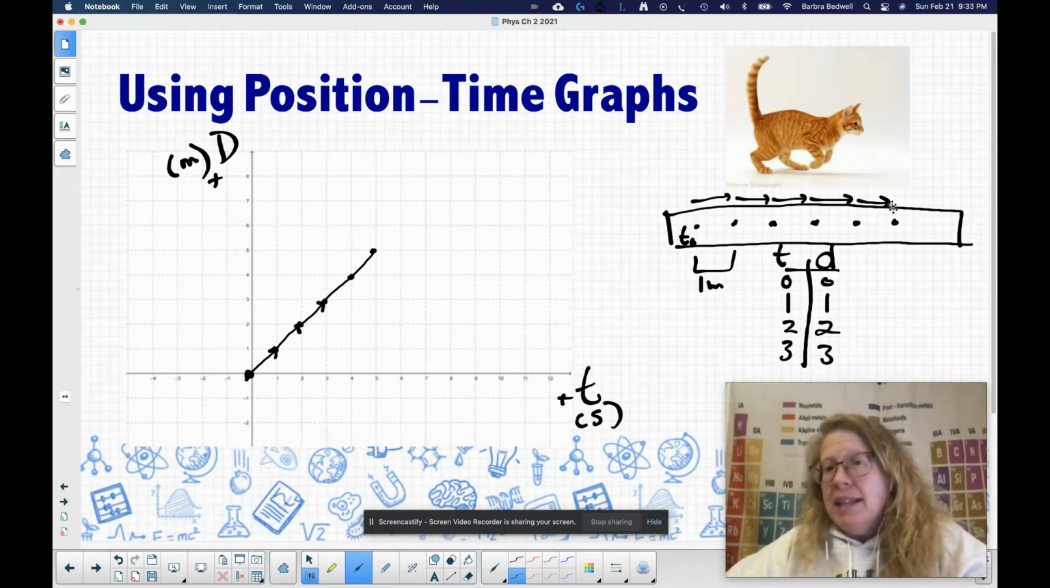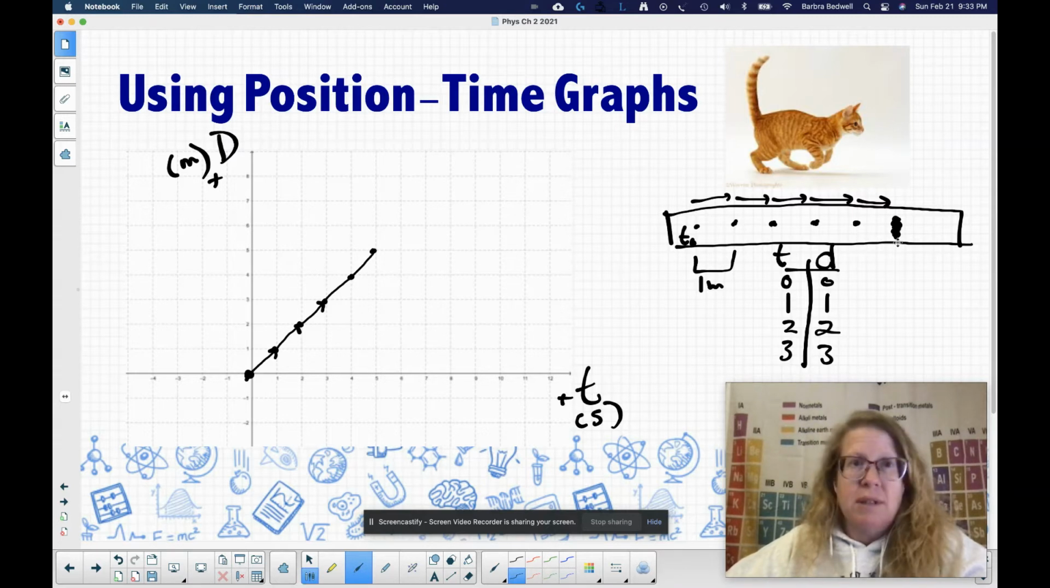So now what? Let's say the cat stops at this point and stays here, doesn't go anywhere else. So now at t equals 6, it's still here. T equals 7, it's still here. T equals 8, it's still here. T equals 9, it's still here, right? What does that look like in the graph?